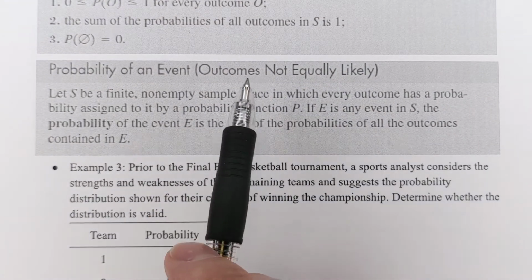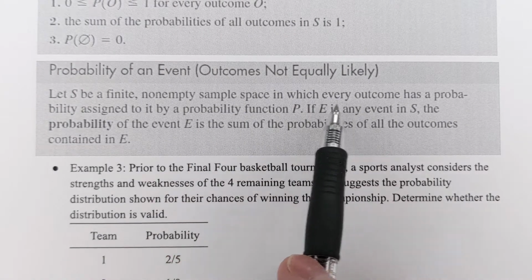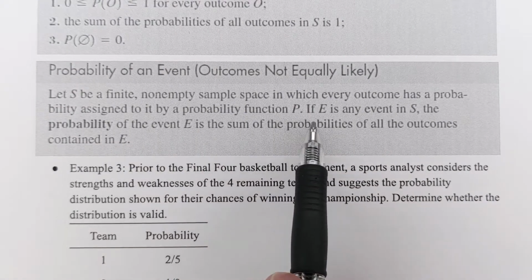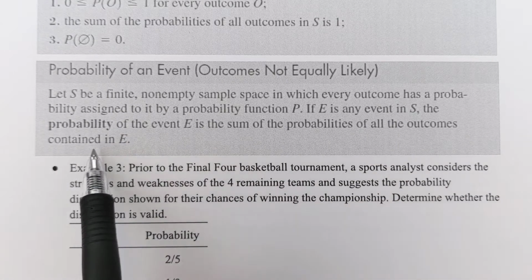Okay, outcomes not equally likely. So let S be a finite, non-empty sample space in which every outcome has a probability assigned to it by a probability function P. If E is any event in S, the probability of event E is the sum of the probabilities of all the outcomes contained in E.